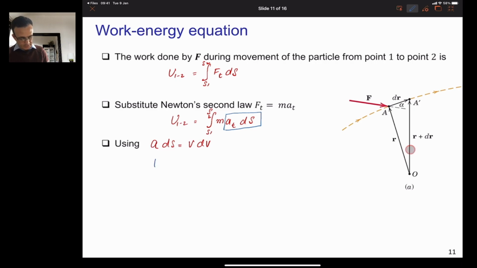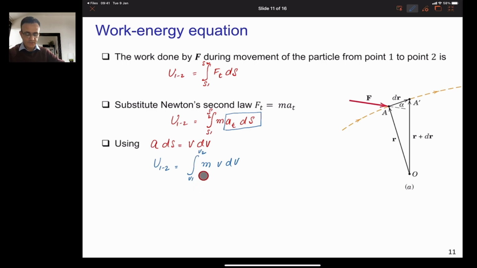So then you can write that U12 will become equal to the integration of m v dv. Okay, so now in this case the integration was with respect to displacement, so the limits were from s1 to s2, but now the integration is with respect to velocity. The limits will become v1 and v2.